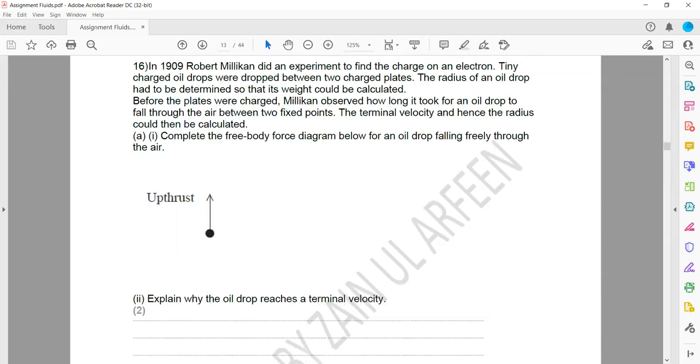If it is falling through the air with a constant velocity, weight will act downward and drag force or viscous drag will act upward. Explain why the oil drop reaches a terminal velocity. What is the condition for terminal velocity? Number one, there is no resultant force. When the speed is increasing, the drag will also increase. Upthrust depends on density of fluid, volume of object, and gravity. And practically, upthrust will be much smaller compared to that of drag.